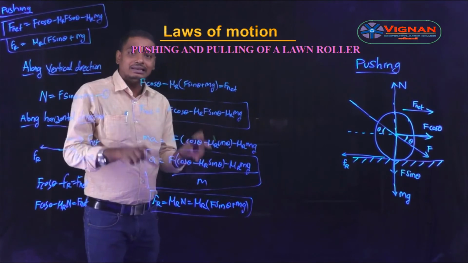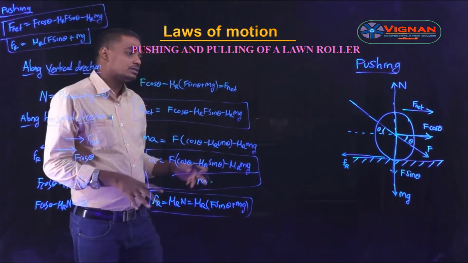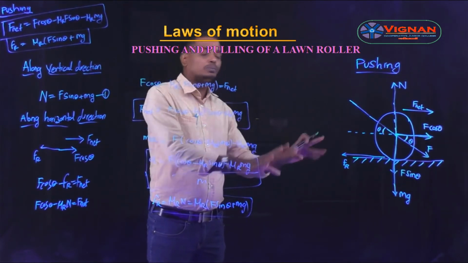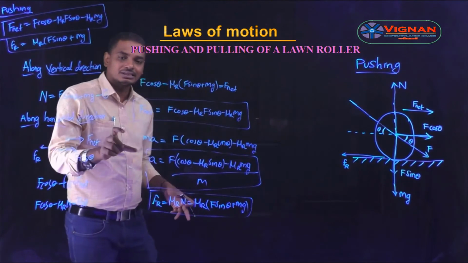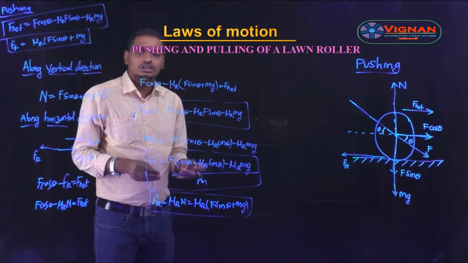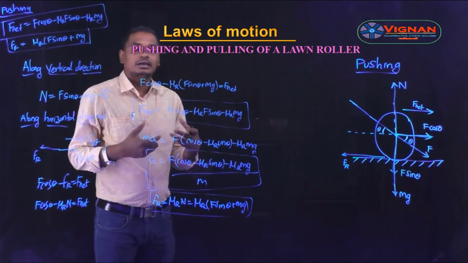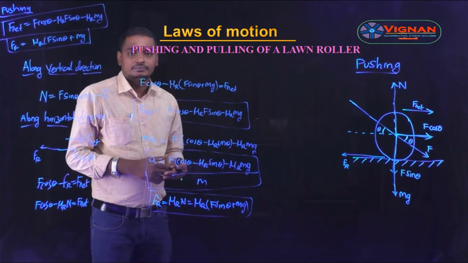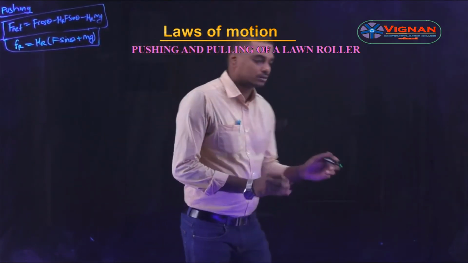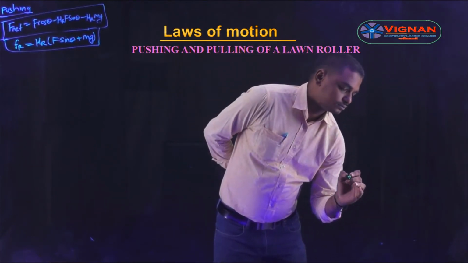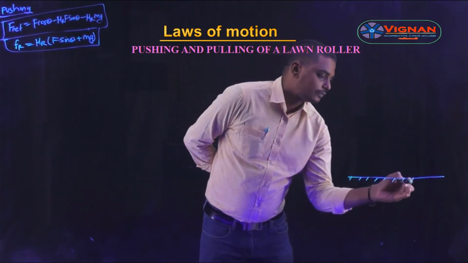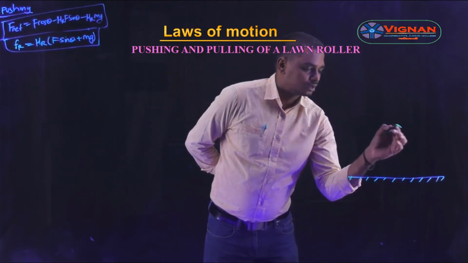Now let us calculate what happens if we are pulling the lawn roller. If we are about to pull the lawn roller, let us calculate the net resultant force and the frictional force acting on the lawn roller, such that from these two equations we can make a conclusion about which is better. Okay, students, now let us see the case of pulling the lawn roller. So let us consider a rough horizontal surface and consider the lawn roller once again.